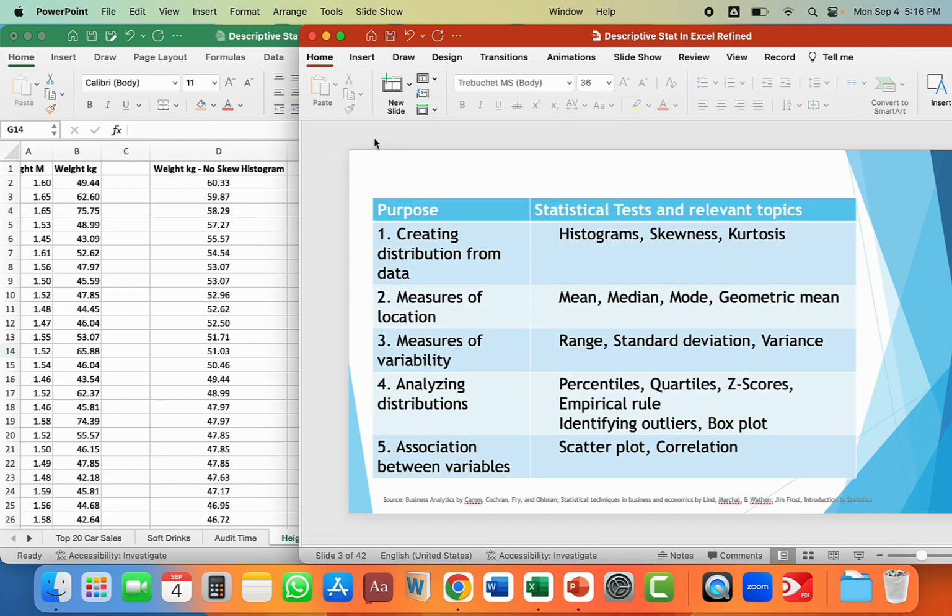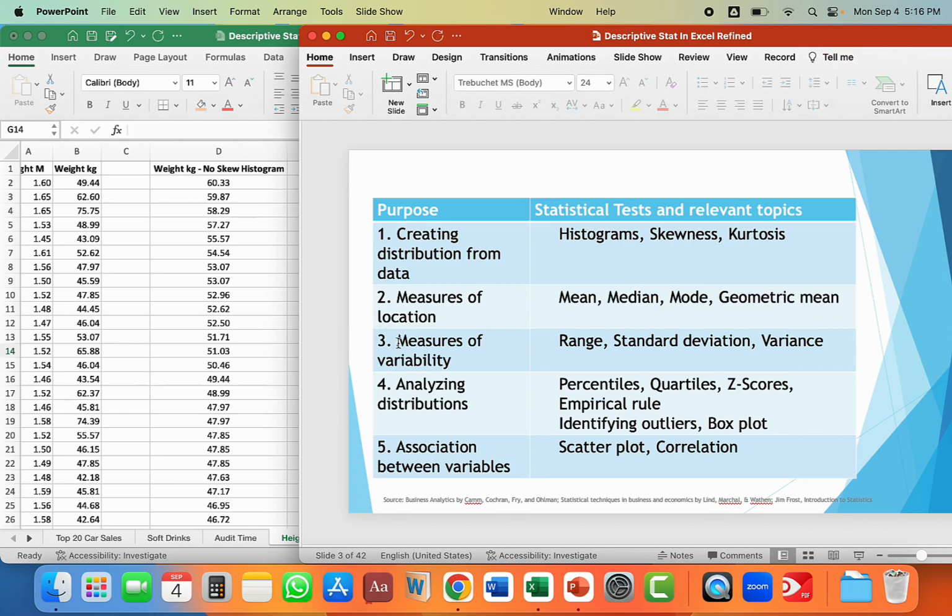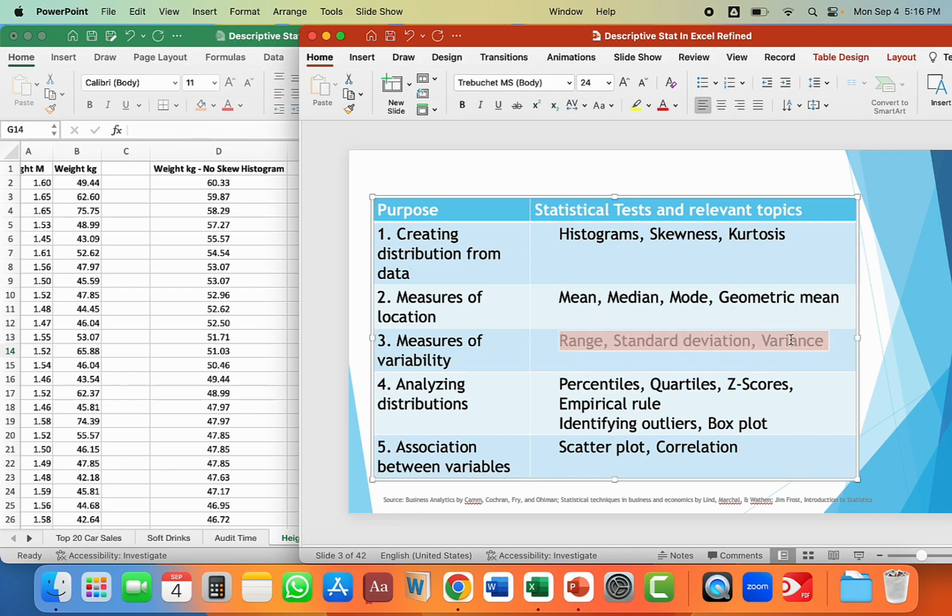There are 5 categories depending upon what's our objective. These descriptive statistics can be used to create a distribution from data, and relevant statistical tests would include histogram, skewness, and kurtosis, or measures of location, for instance mean, median, mode, and geometric mean. Measures of variability, how much dispersion is in data, and relevant tests would include range, standard deviation, and variance.